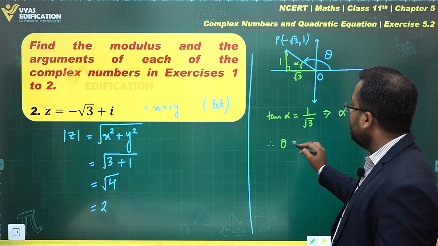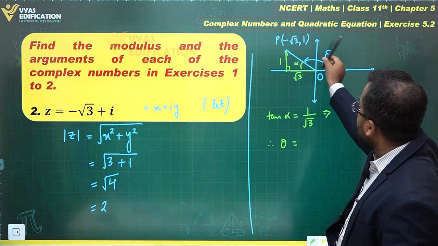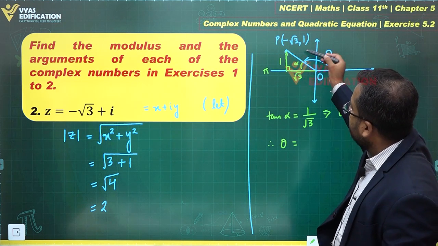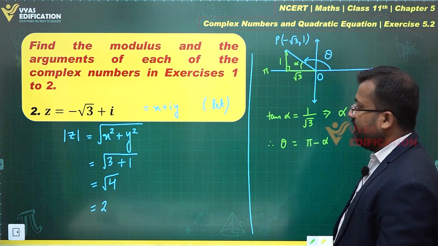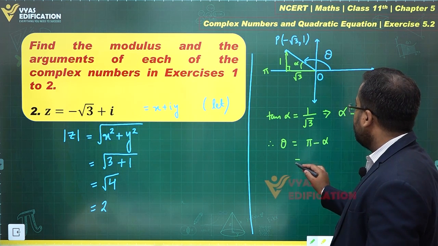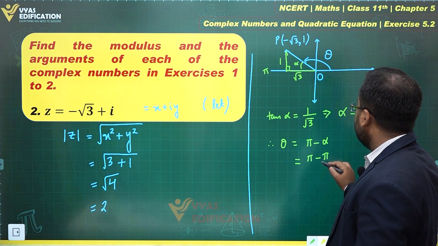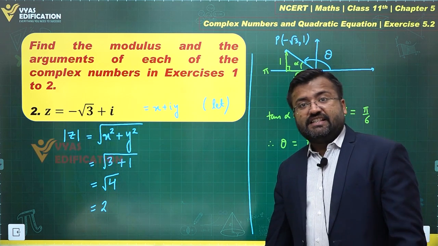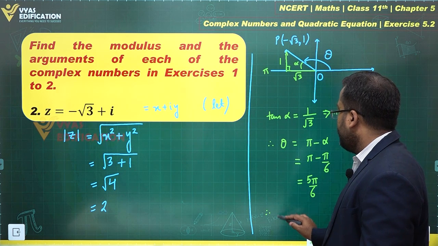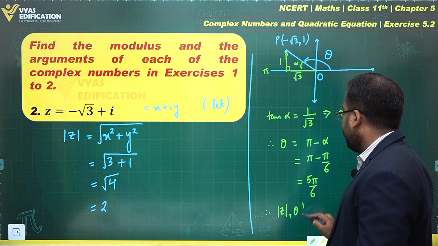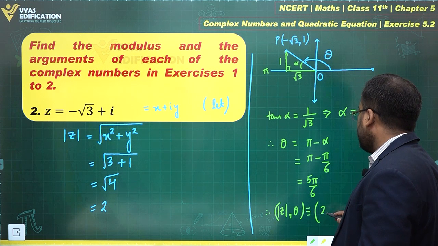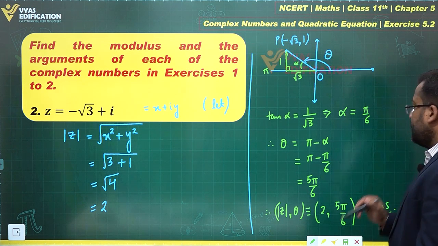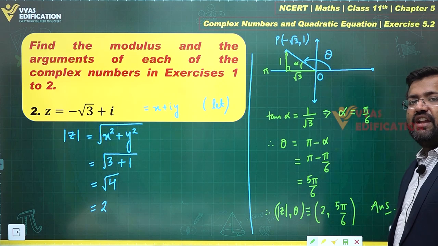Therefore theta, as you can clearly observe, from here you are moving in this direction. If you reach here, this angle is pi. This line represents pi and you have to subtract alpha from here. This is pi minus alpha. For the second quadrant, you will have pi minus alpha, and therefore that will give me pi minus pi by 6, which is 5 pi by 6. Yes, this is my argument of z. Therefore, mod z comma theta, that ordered pair will become 2 comma 5 pi by 6, and yes, that is my answer for this question. This is the final answer for this question.